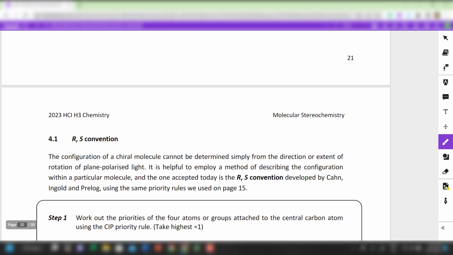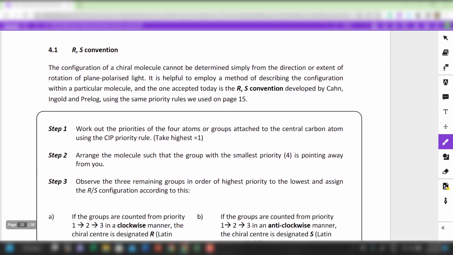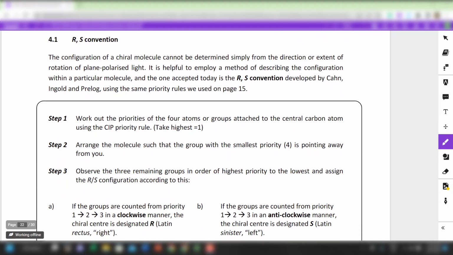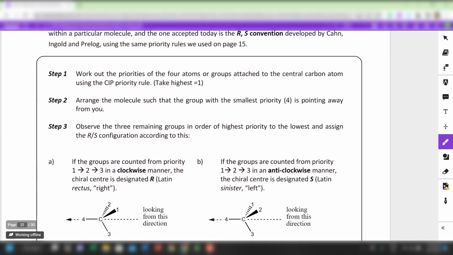Okay, so right now we are going to discuss the RS convention. The RS convention uses the same CIP rules in assigning priorities, which we discussed earlier on page 15. So let's take a look at the steps. Similarly to what we did for the E/Z configuration, we will apply the CIP rules to the 4 groups attached to the center carbon. In most cases we are dealing with carbon, at least at an H3 level.